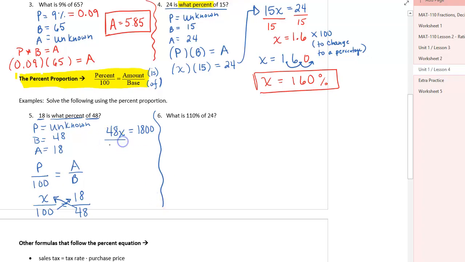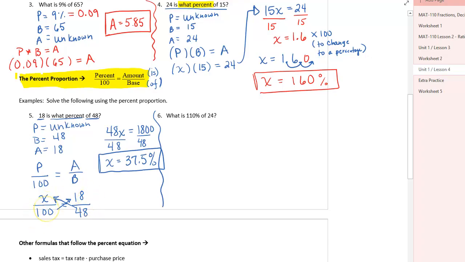And then to solve for this, we're going to divide by 48, and that's going to give us x equals 37.5%. In your calculator, hopefully you did 1800 divided by 48, and that's what gave me 37.5%. Notice I didn't have to multiply by 100 after I was done, because right here I multiplied by 100 as part of the percent proportion.